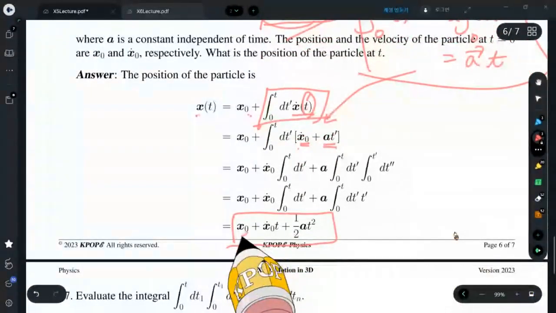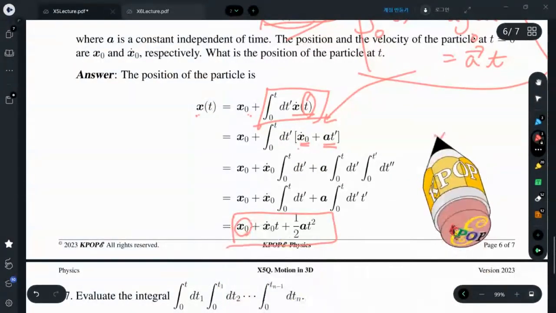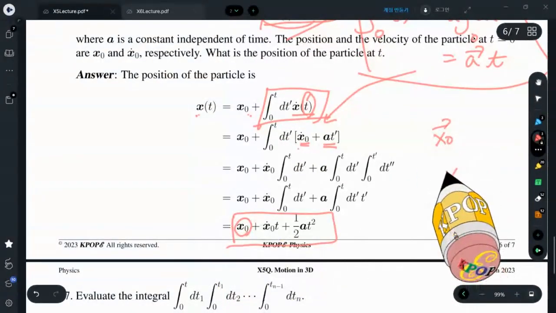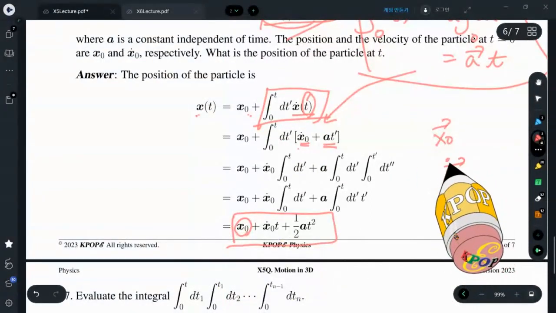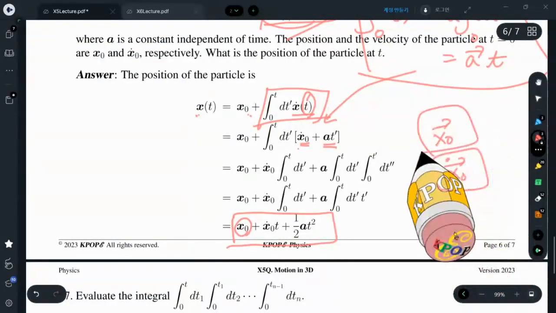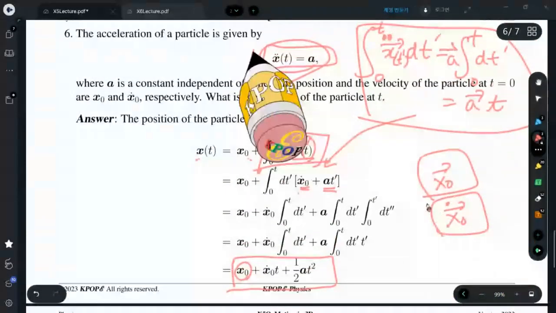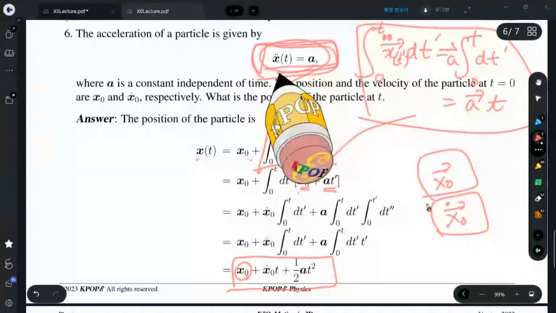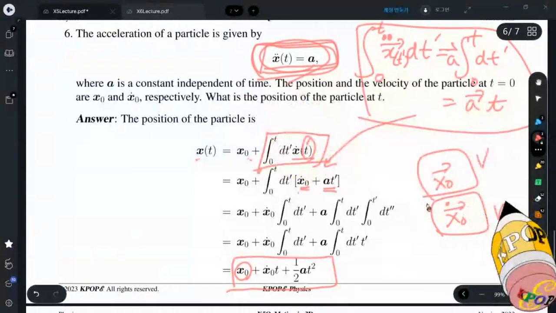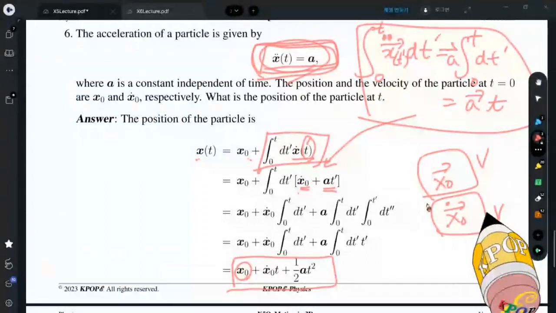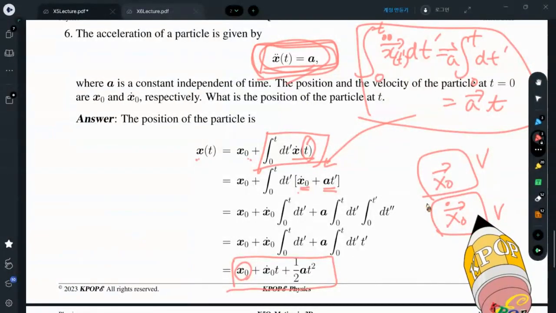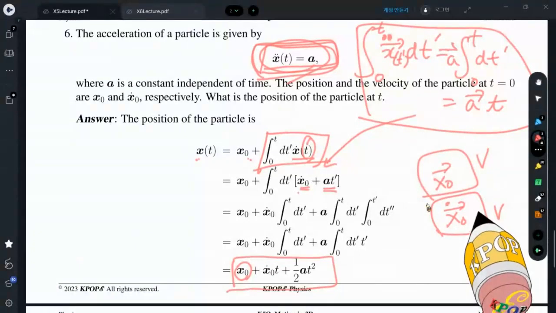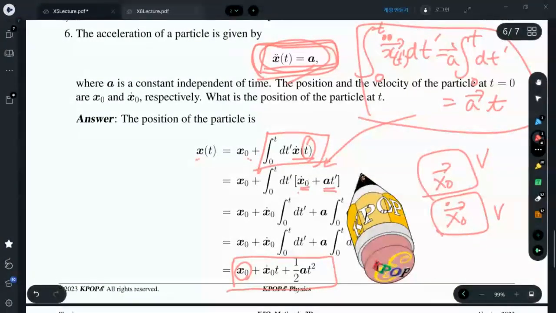By the way, we noticed that the initial position vector and the initial velocity vector are unknown. This equation does not tell us what these values are. So these two vectors are free vectors. They should be determined by some measurement or by initial conditions.